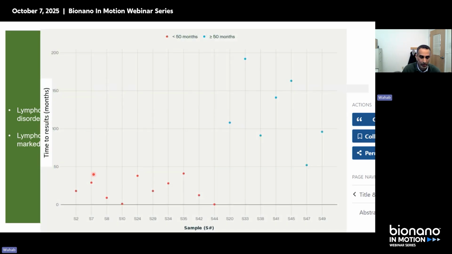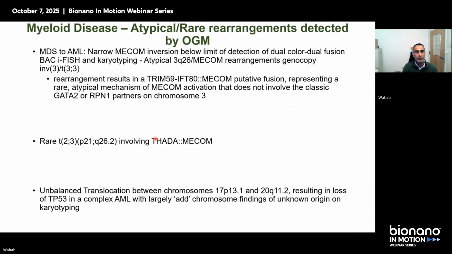And what we're trying to do with this, as we accumulate more of these rare rearrangements, is plot it as time to results and with respect to prognosis, to see if these are relevant in that particular entity. The y-axis here shows you the time to results in months. The x-axis shows you the samples in this cohort. We're seeing some of those that were picked up with OGM being tracked as important findings that had an earlier time to result versus some of the ones here that are being tracked late. So I think this is a work in progress, and we're trying to build on this information a little bit more. So I'll move a little bit into the myeloid disease, and we'll finish there.